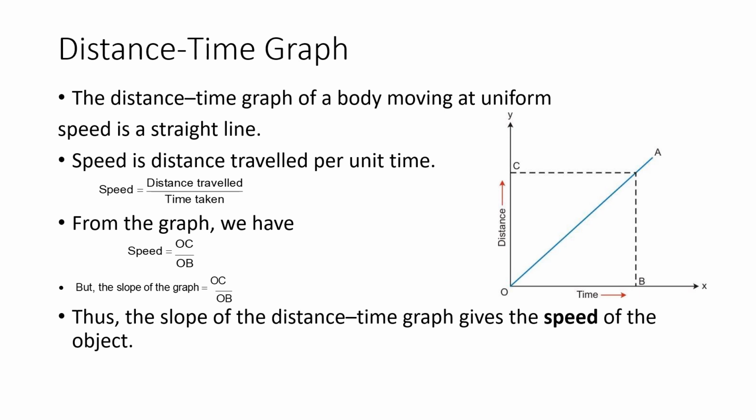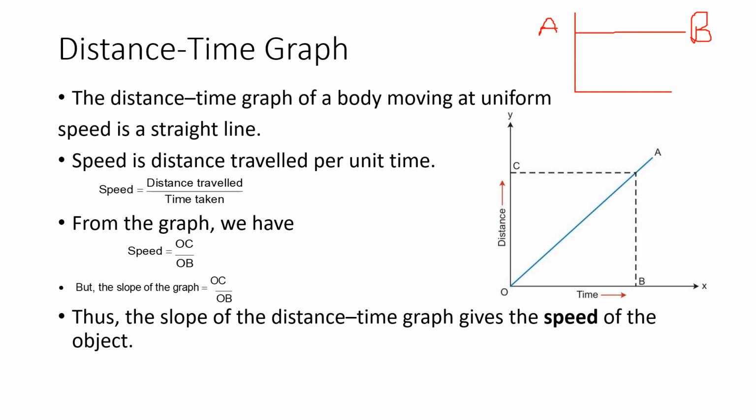The distance of a stationary body from a fixed point does not change with the passage of time. So for a stationary body, the distance time graph will be like this. It is a straight line AB parallel to the time axis. It shows the distance of stationary body from a fixed point will remain same for all the times.